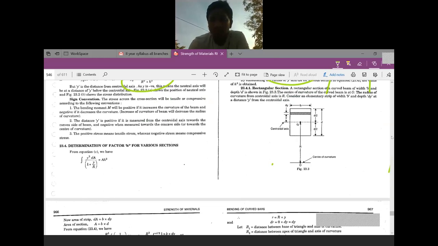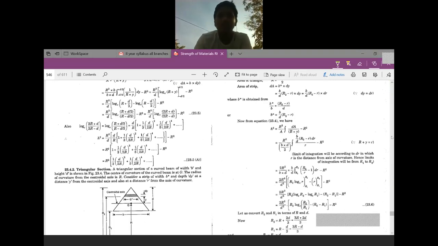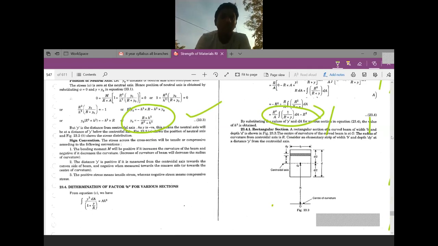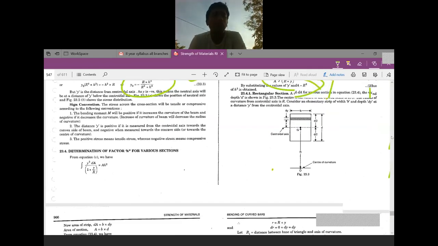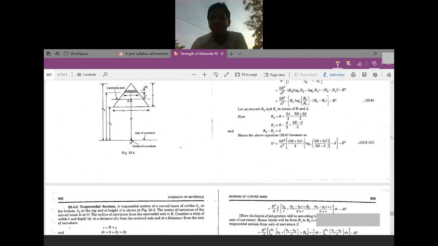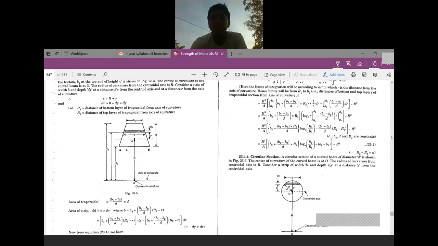So here you have the h square value for the rectangular section, that is r square into d by 2r whole square plus 1 by 5 into d by 2r whole to the power of 4. Similarly, you have a triangular section, but in the syllabus there is no triangular section. Next you have a trapezoidal section.